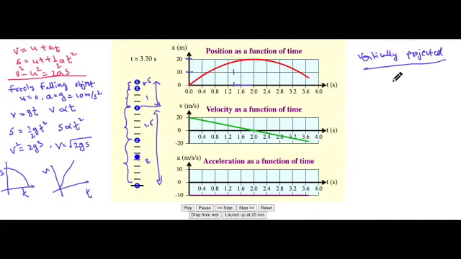Vertically projected means acceleration a is equal to minus g. In the previous case, a is equal to plus g, so the velocity increases as the object is freely falling. But in the vertically projected case, as the acceleration is equal to minus g, v is equal to u minus gt, which means as the time increases, the velocity should decrease. So you can observe the graph.